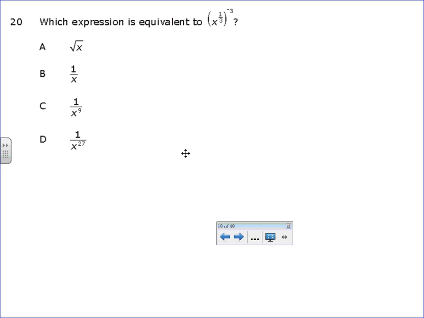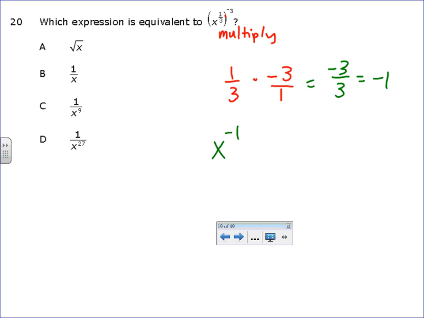Okay? So I have a fractional exponent, and anytime you have a power to a power, you're supposed to multiply. So that means I need to take 1/3 and multiply it by -3, which is -3/1. When I multiply across, I get -3/3, which is -1. So now this is x to the -1. But if you notice, they didn't give me x to the -1 as an answer choice. They want me to convert this and get rid of that negative.